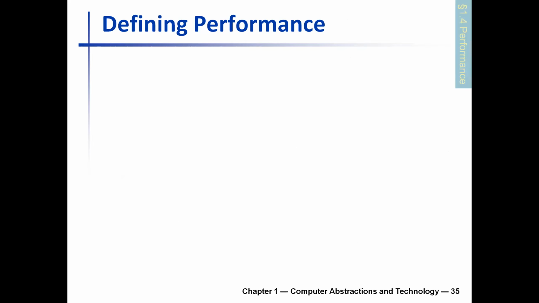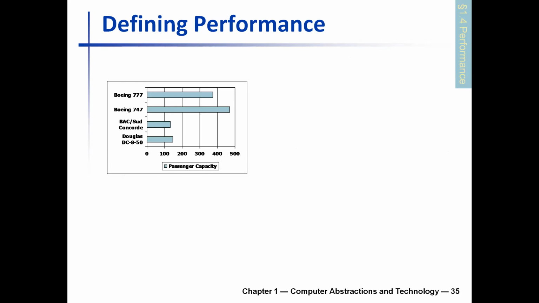Now, when we talk about performance, we need to define what we mean by performance, right? Performance is a very vague term. We need to give a definition to it based on the context. Our context is computer systems. Okay, so let's take a different example, a different context. Say we are trying to define performance here for passenger airplanes.